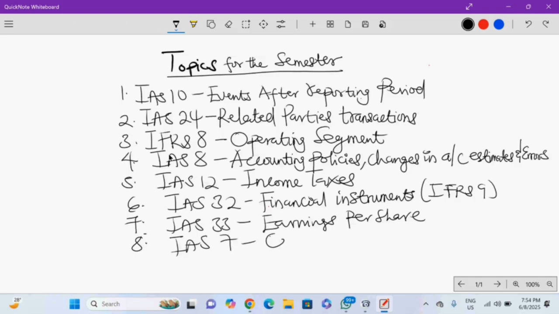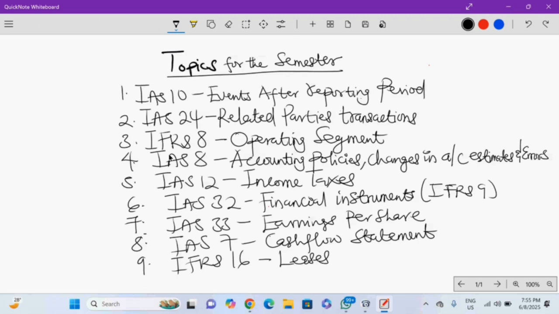Then IAS 7 is the cash flow statement. Then you can have leases as well, IFRS 15, leases. Alright, so basically these are the topics for the financial reporting standards. So tonight we'll start with IAS 10, events after reporting period.